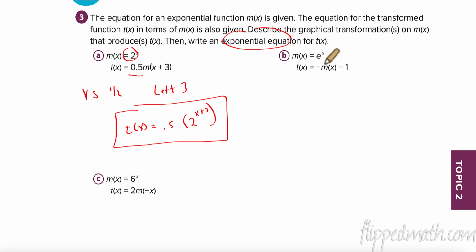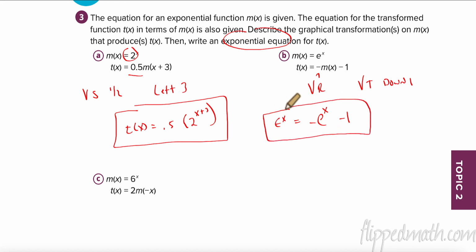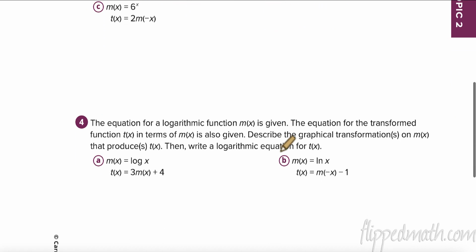All right, down here, e to the x. So now I have a vertical reflection and a vertical translation or shift of down 1. So this is going to be negative e to the x minus 1. So t of x here would equal negative e to the x minus 1. All right, save that one for you to do in a second.